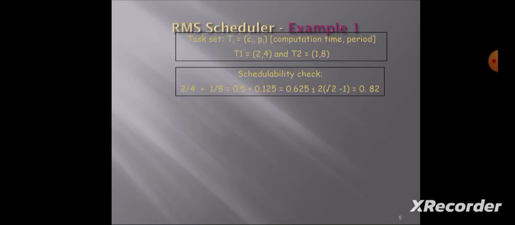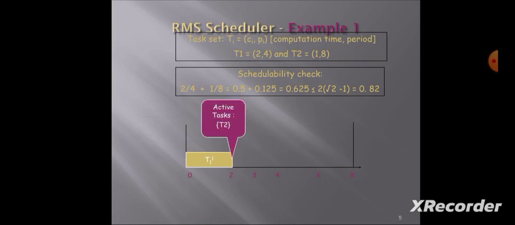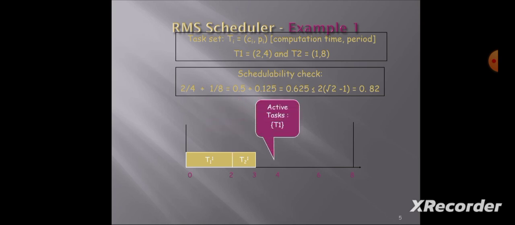So if you are taking this example, the task set Ti is equal to (Ci, Pi), where Ci is the computation time and Pi is the period. If we are taking T1 and T2 as the two tasks having computation and period 2 comma 4 and 1 comma 8 respectively for T1 and T2. So if you are taking the active tasks T1 and T2, based on the computation time, the lowest computation time will be given the highest priority. So here T2 will be active first and then the active task will continue based on the priority, as we are seeing in this diagram.